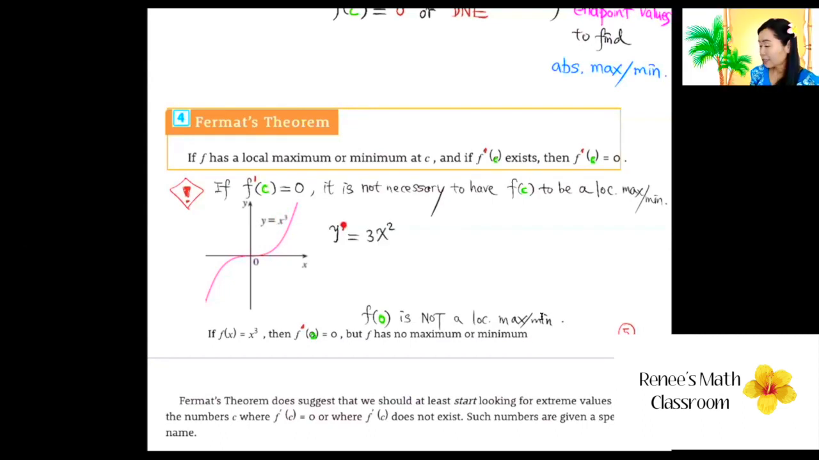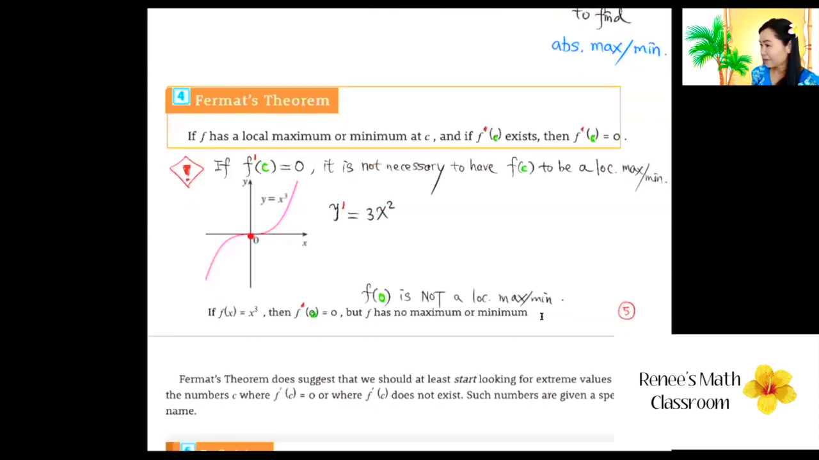So y prime is 3x squared. At 0, when you substitute 0 into x, you get y prime equal to 0. So the derivative will be equal to 0 at 0. However, f of 0, this function value, is not a local max or local min. So it goes this way, but it doesn't go the other way. So the converse of this is not true. Okay, so only go this way.